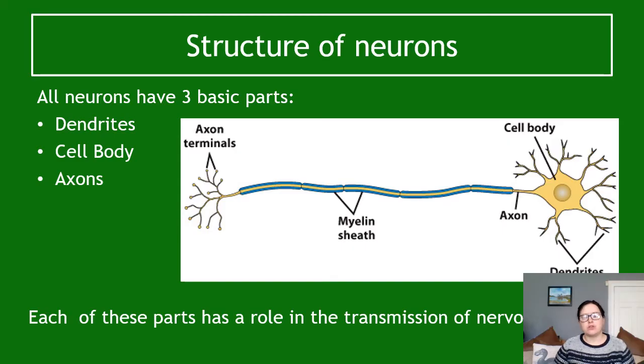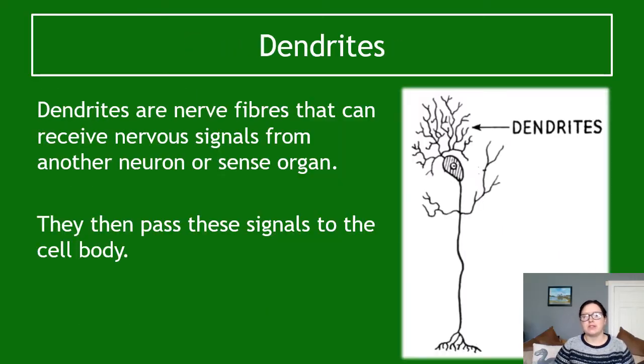So this is the structure of a neuron there, and there's a word dendrite that is slightly blurred out by the picture of me here. Okay, so we've got 3 basic parts that you need to know of the actual neuron, and that's the dendrites, the cell body, and the axons. Each of these parts has a role in the transmission of nervous signals or the generation of nervous signals.